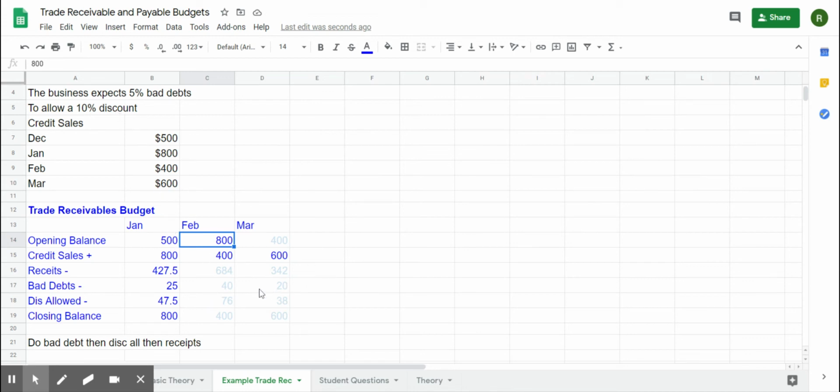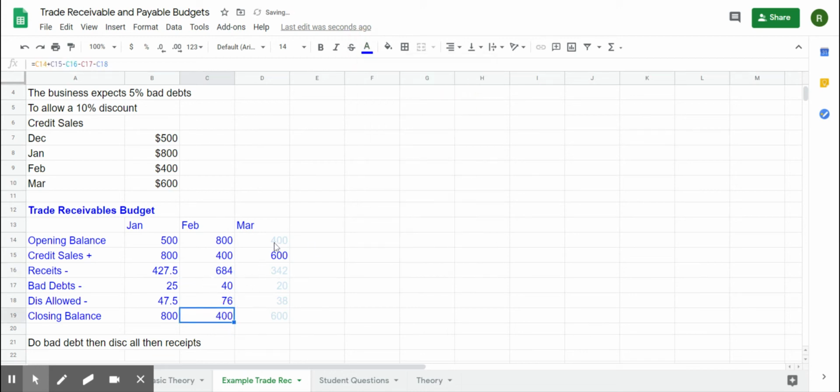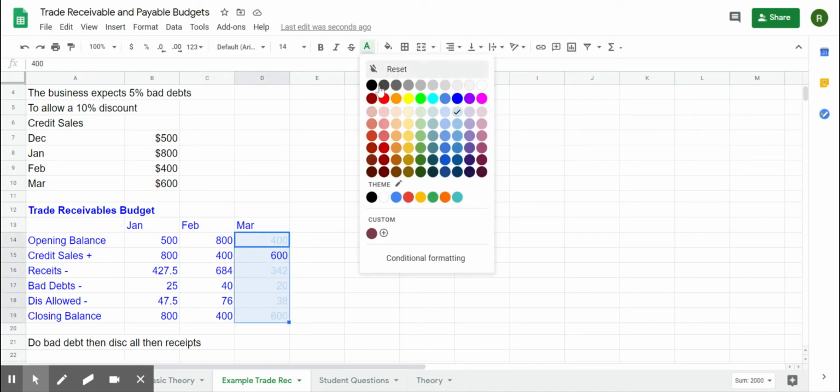So I expect a 5% bad debt. So my bad debts are going to be 5% of 800, which becomes 40. The amount still owing to this business is now going to be 760. 10% of 760 is 76 for the discount, and then 760 take away 76, the amount of cash I expect to receive is 684. Calculate the closing balance, and then once you've done it a couple of times, you just carry on doing it for as many times as they ask you in the question.